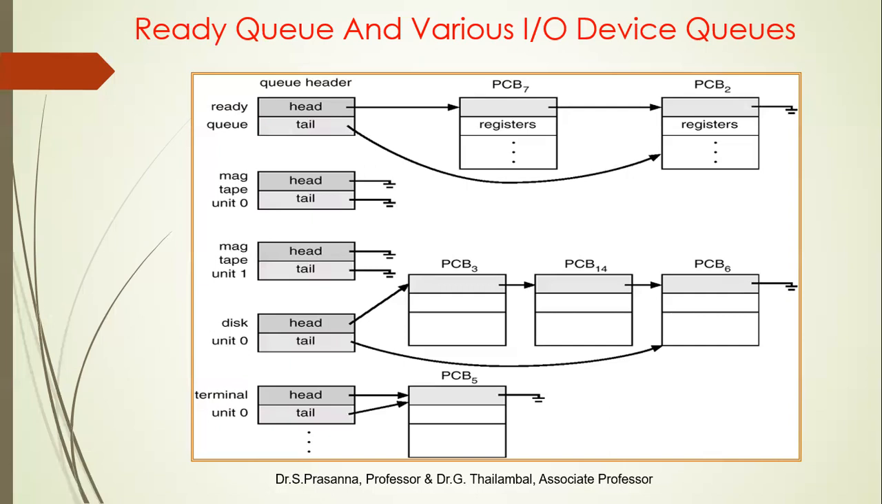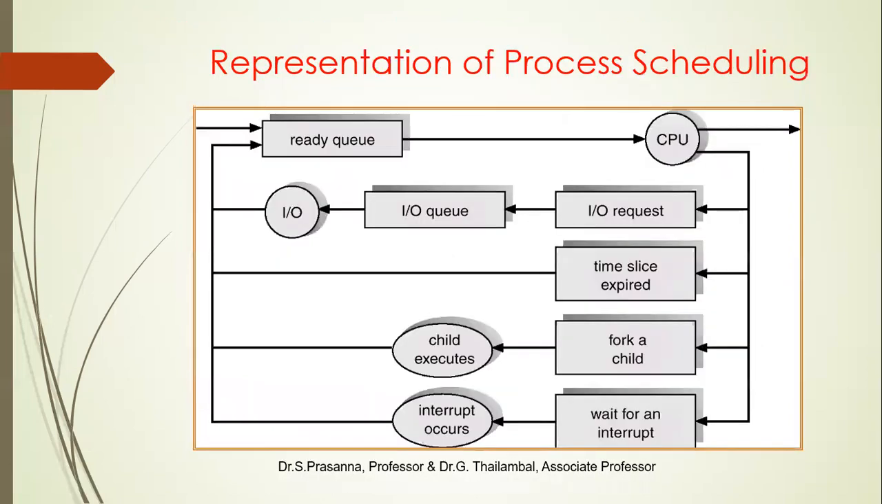Certain devices don't have any requests, like magnetic tape unit 1. You can see that the head and tail are not connected to any process, which means this particular device is not requested by any of the processes.